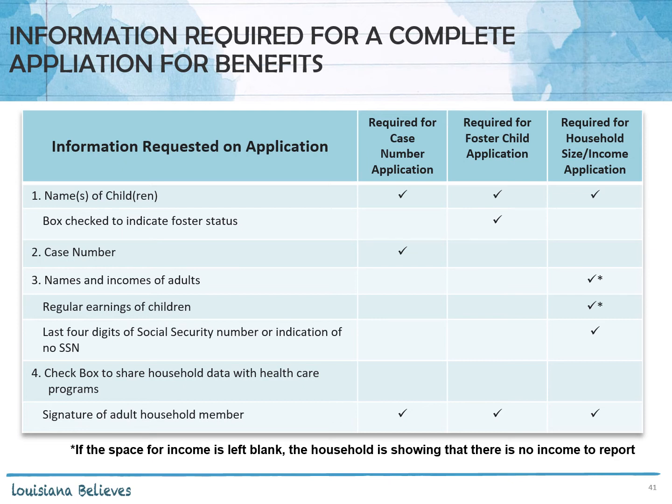An income application requires the name of the child or children, the names and incomes of adults, regular earnings for children, the last 4 digits of the Social Security number of an adult or an indication of no Social Security number. Please also note that if the space or spaces for income is left blank, the household is showing that there is no income to report.